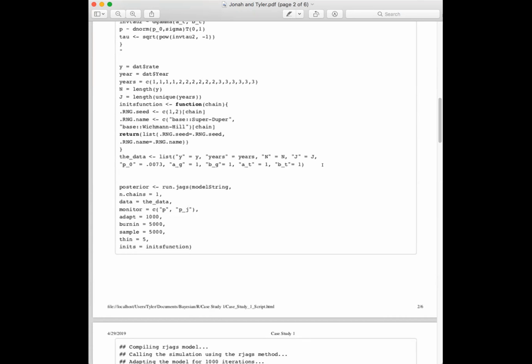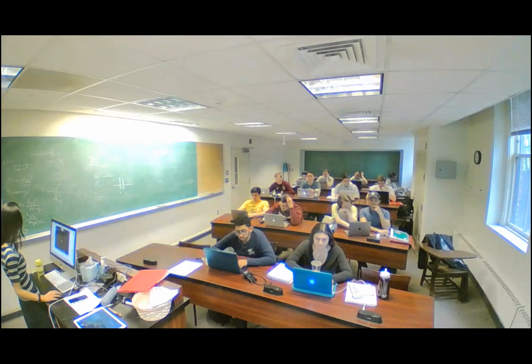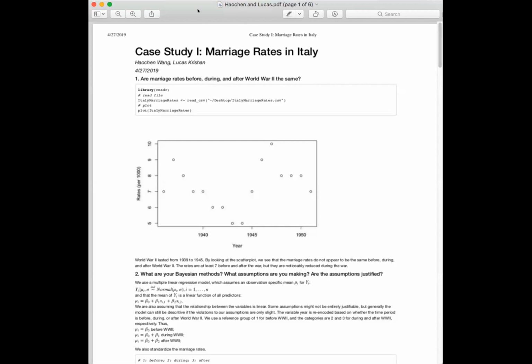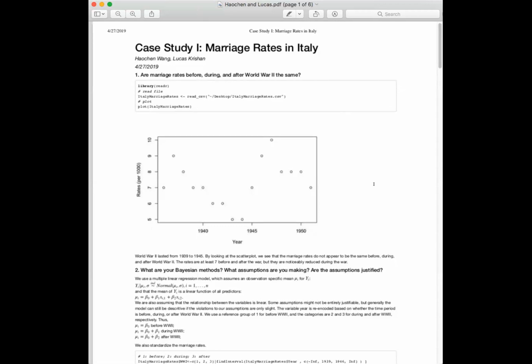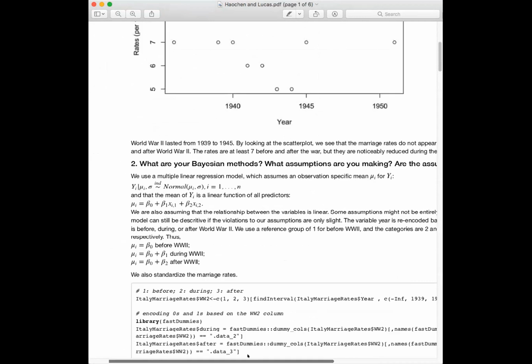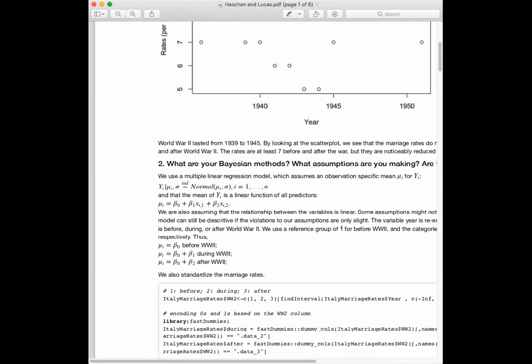And I think one last thing, I just want to show you all what the regression group did, which is pretty interesting. So we have our reference group to be the before World War II group, and then we have during and after. And then we have the equations for the mu-i's for those specific groups, and then we assume independence of the betas, and we assume normal distributions for it, and then we plug it into JAGS.